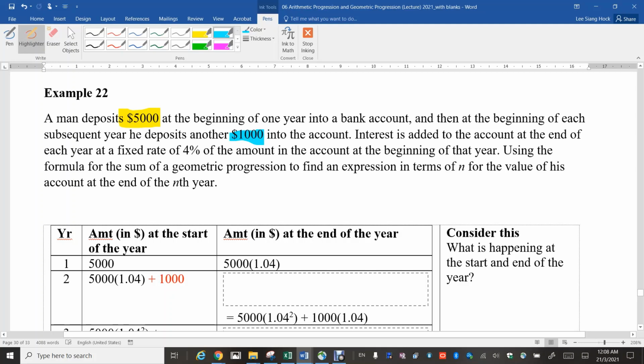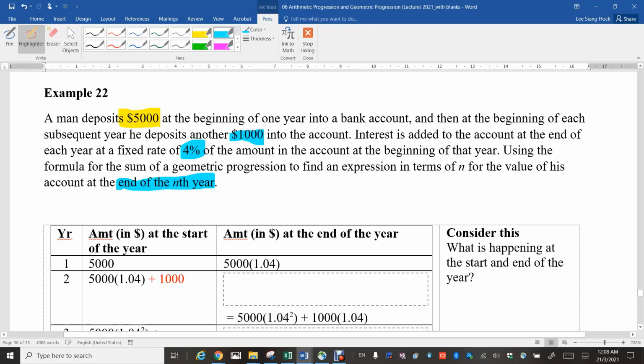Interest is added to the account at the end of each year at 4% interest, applied onto the amount that is in the account at the beginning of the year, right? Using the formula for the sum of a GP to find the expression for n, the value of the amount at the end of each year.